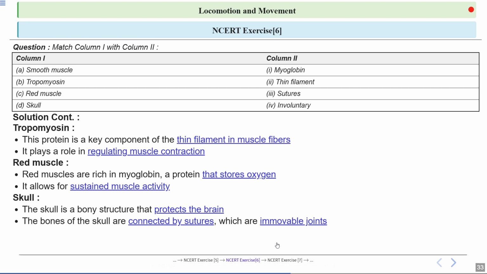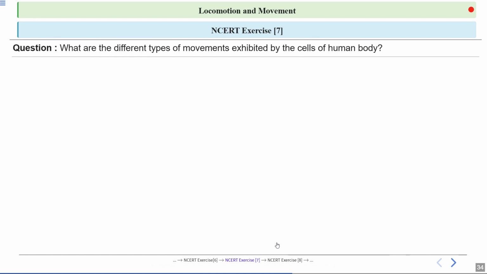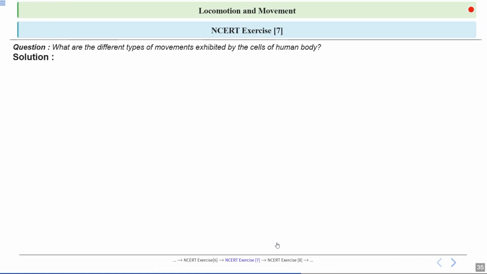Now that wraps up our matching. Notice how each term connects to a specific function or structure in the body. So always remember these points. Now this is question number 7, and the question is, what are the different types of movement exhibited by the cells of the human body? Let's see the answer.